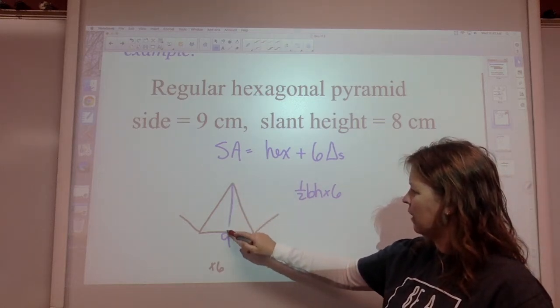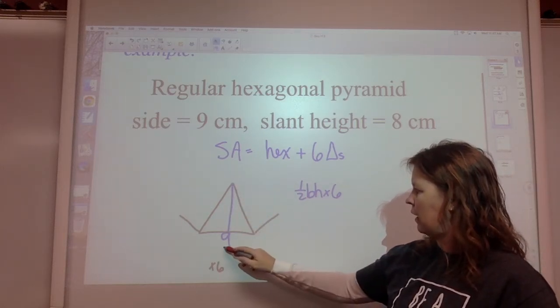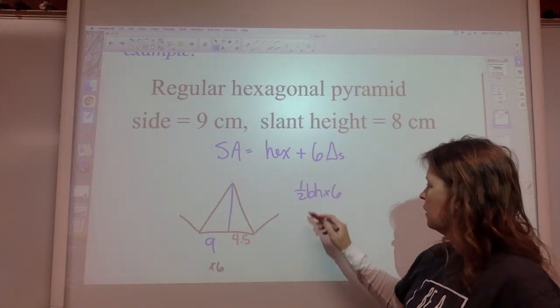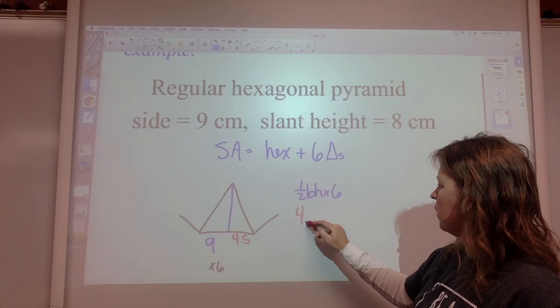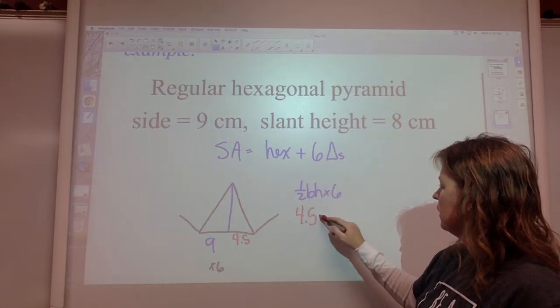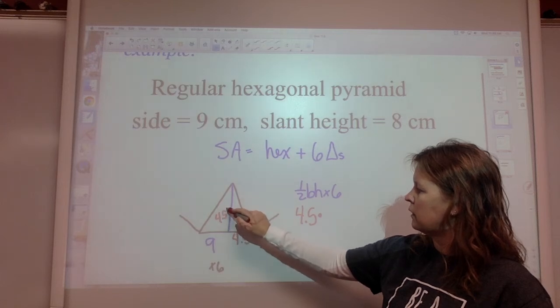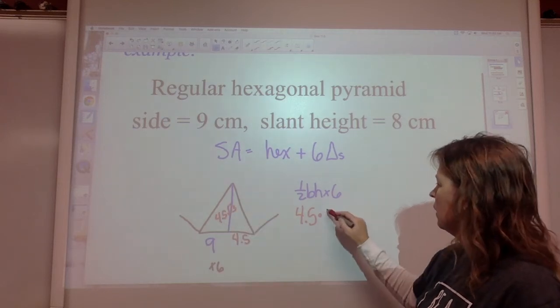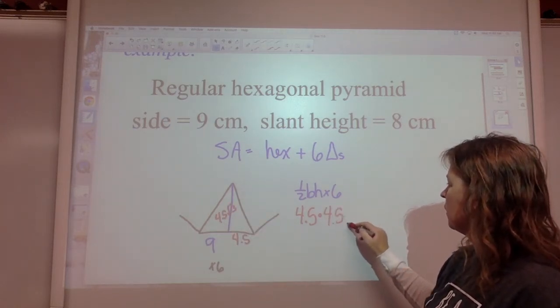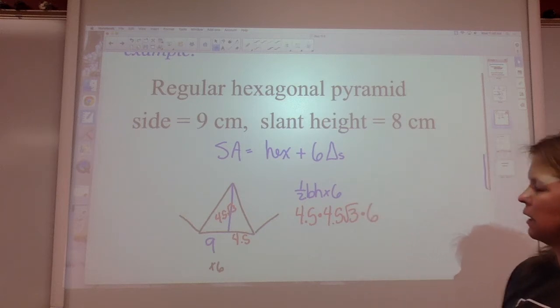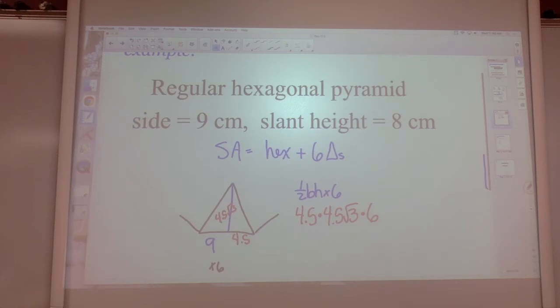So let's cut it in half. I'm going to move that 9 over, and we'll make this 4.5. So half the base is 4.5 times the height. We're getting good at 30, 60, 90 triangles, hopefully. Height is 4.5 square root of 3 times the number of sides. There are 6 sides in a hexagon. So we just found the base of our pyramid.